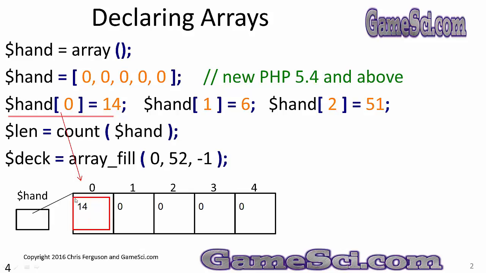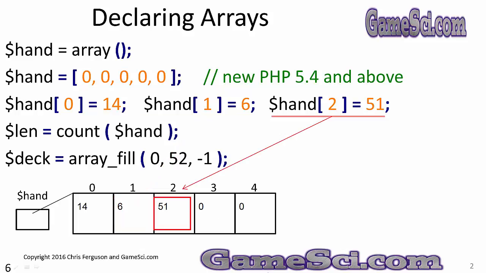indicates where in the array this data should be inserted, and the red box shows you a 14 showed up at that location. I'm going to go hand at index or subscript 1 and insert a 6. And again, the square brackets are showing you that position 1, the second item in the array, should be set to a 6. Arrays are easy as long as you get used to that square bracket syntax. An array's variable is like any other variable, except you've got to use those square brackets.